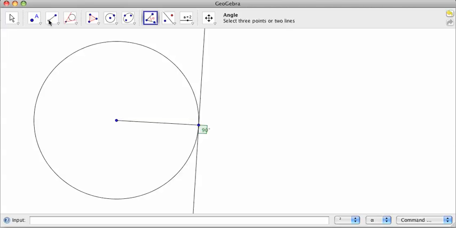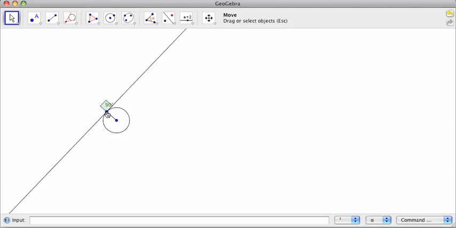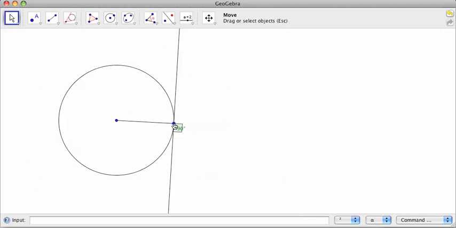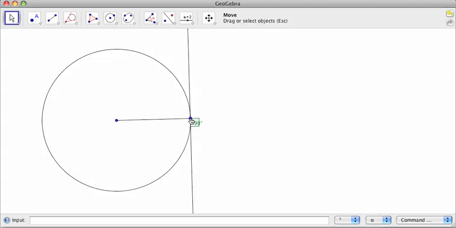So what we can do then is, no matter how I move this tangent or how big or small the circle is, it will always be 90 degrees. So a tangent is always perpendicular to the diameter or the radius. That's the second thing you need to know. So we know what a tangent is. Now we know that it's always perpendicular to the center, or to the radius or the diameter. Okay, so that's the second thing.